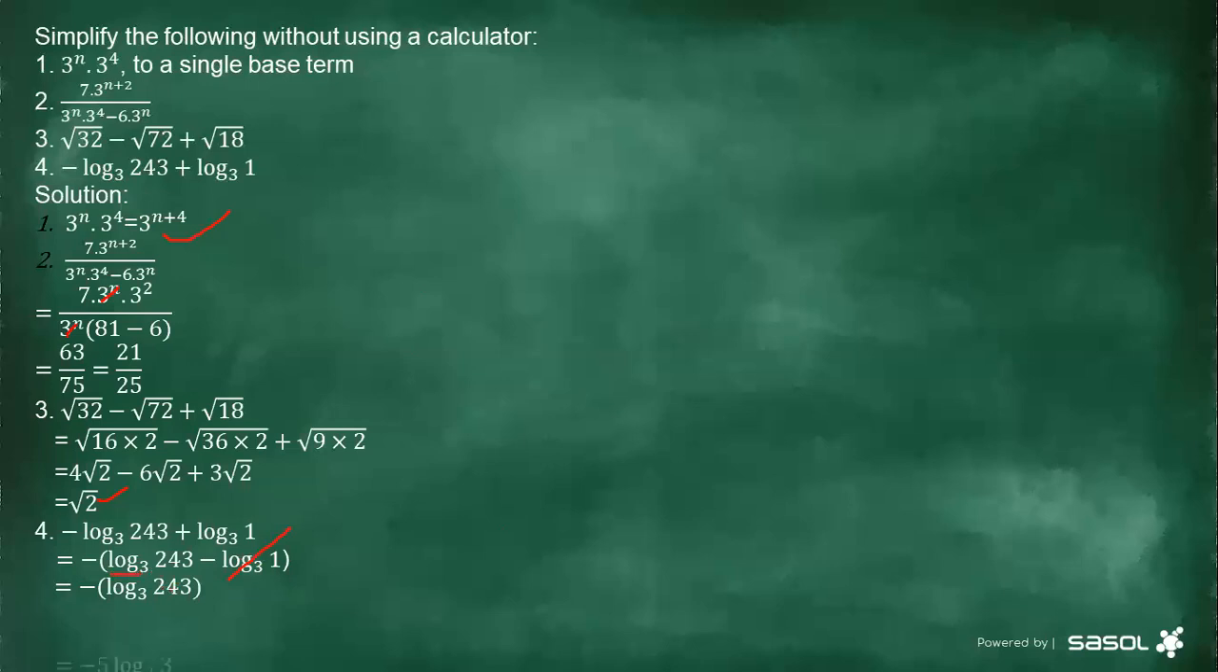Then now we're going to rewrite this 243. Remember 243 is 3 to the power of 5. Then you bring this 5 to this side. You can see we have already written this 5 on the left hand side, which is negative 5 log 3 base 3. So log 3 base 3 we know is 1. So the answer is going to be negative 5. That is the answer.